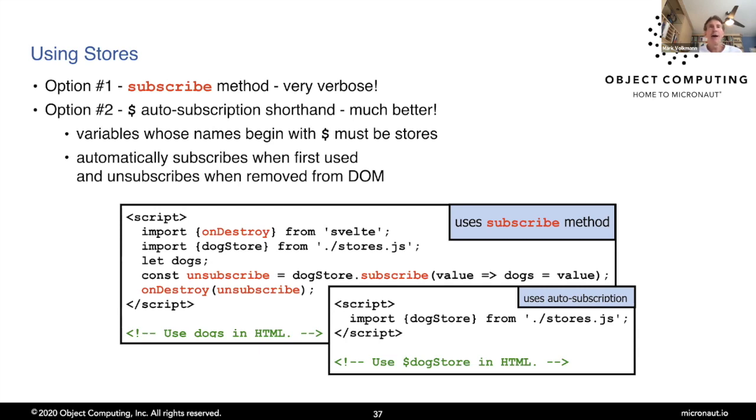So I can simplify this if, when I import the dog store, I just make sure that every time I reference it, I do it with a $ sign in front of the name. And if I do that, Svelte will automatically subscribe to that store, and it will automatically unsubscribe when that component is removed. So that really is the way that you want to do it, is just throw a $ sign in front of your store variables. Next slide.